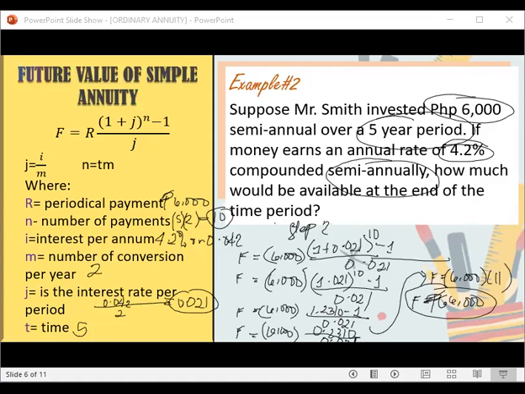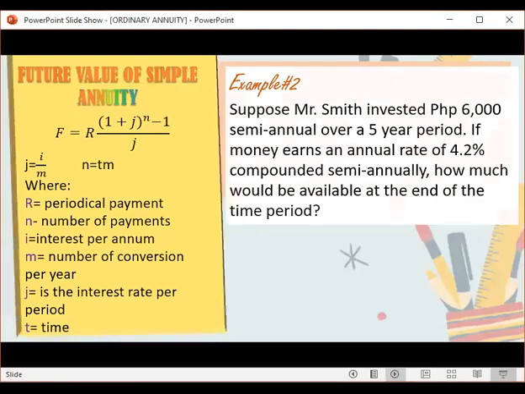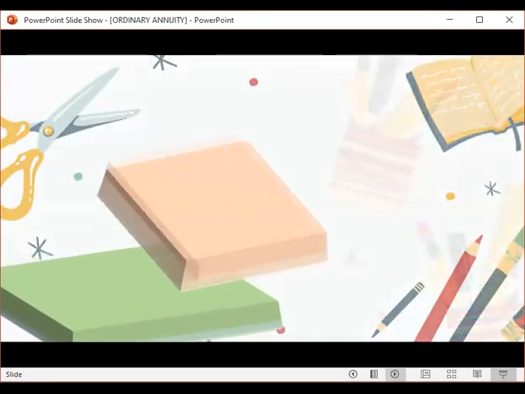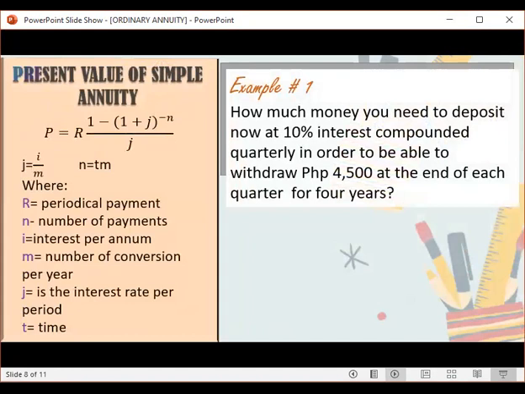Okay. So, let's proceed to our present value of simple or ordinary annuity. Okay? Simple or ordinary annuity. So, for the present value, ma'am, what is the difference between the future value and the present value? With the future value, what we are asking there, or what we are looking for, is the future money. How much can you get in the future?